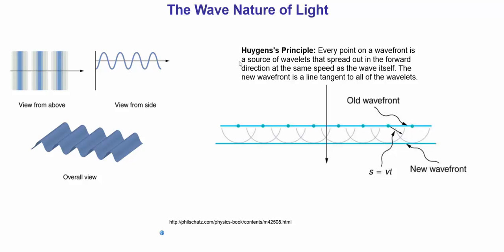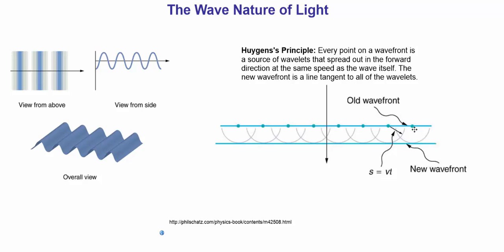He said that if we take a wave of light and look at that wavefront, every point on that wavefront ends up being a source of a bundle of individual wavelets. And he says these wavelets, these individual little bits of wave, spread out in the forward direction at the same speed as the wave. As a result, these wavelets basically form an overall wavefront.